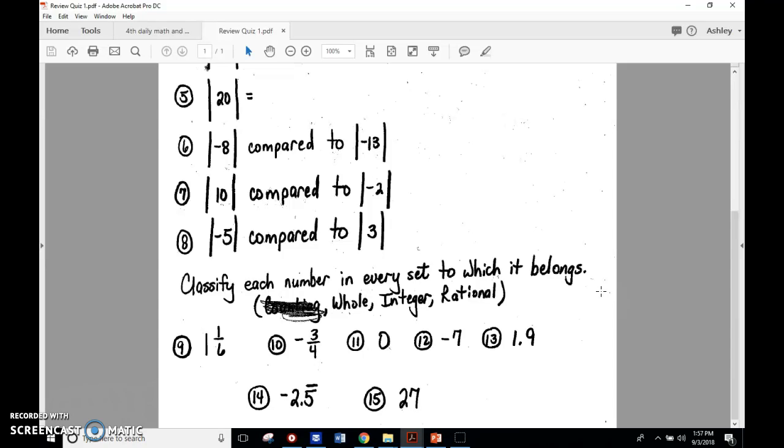Number 11, 0. So classify 0 to every set that it belongs to. Number 12, negative 7. Classify negative 7 in every set to which it belongs. So negative 7.